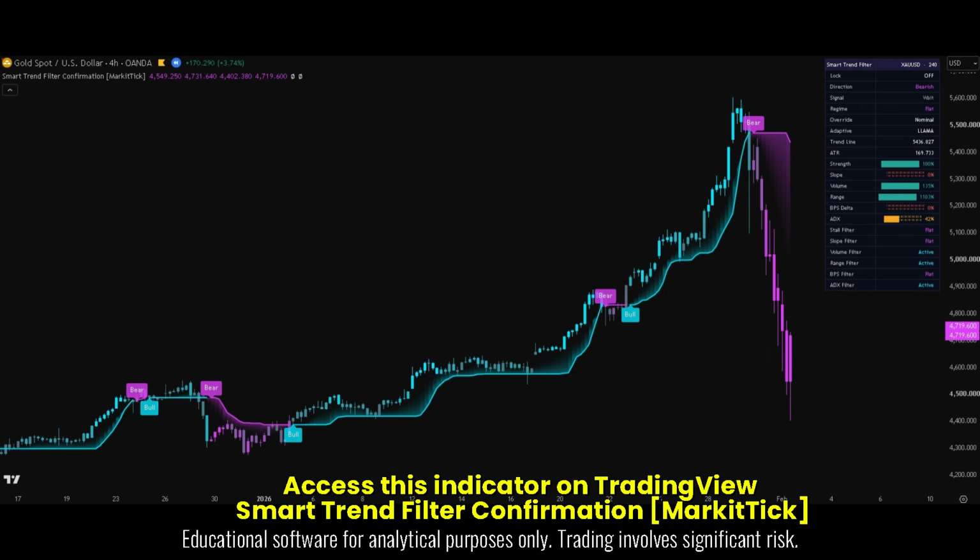What makes this system stand apart is the 6-layer confirmation stack sitting on top of the raw trend flip logic. A stall filter measures how much the trend line has moved relative to ATR to catch sideways drift. A slope filter applies linear regression to the trend line itself, normalizing the slope against volatility to detect when momentum is flattening out. A volume filter compares current volume to its moving average, while a range filter uses percentile ranking of the high-low range to identify compressed, low volatility conditions.